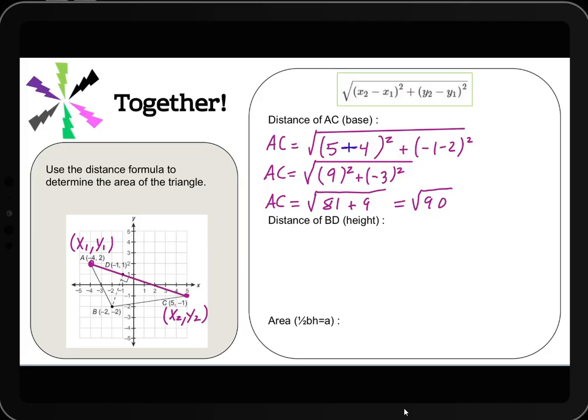The area formula below, I'll use green again, is going to be base times the height divided by 2. We now know the base is the square root of 90. So now we're just waiting for the height. The height is going to be B to D. Let's treat that one as x1, y1, and we'll treat this one as x2, y2. How about that? So BD is the altitude, and specifically the height, because it's the length of the altitude.